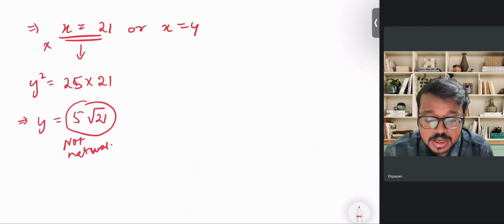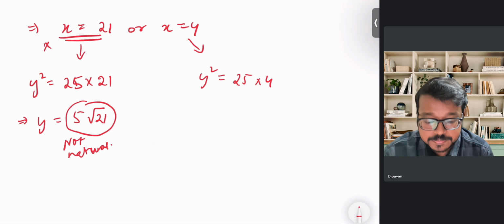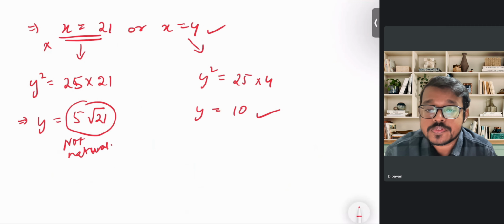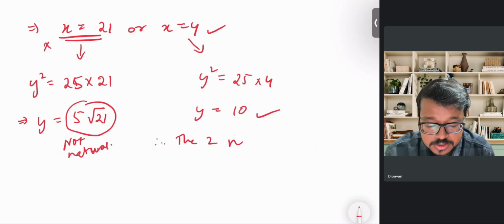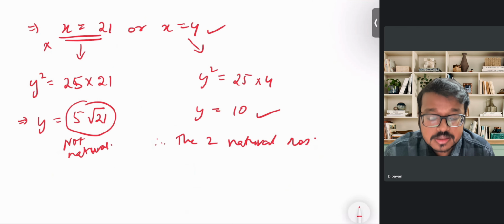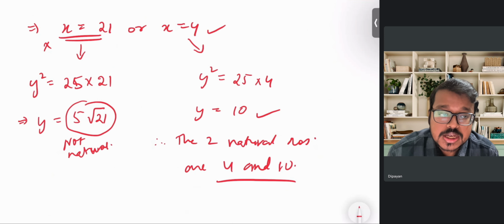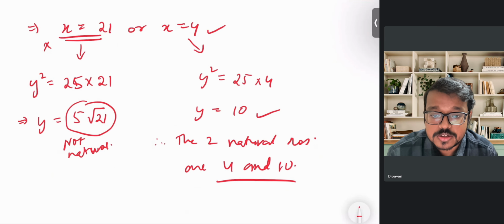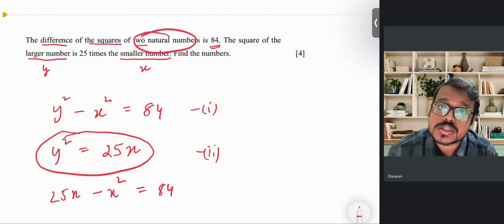This is not possible. If I take x equal to 4, then again according to the equation y square equal to 25x, 25 into 4. So y will be equal to root of this, which will be 10. Now 10 is a natural number, so x equal to 4 and y equal to 10 is a valid combination. So I will say therefore the two natural numbers are 4 and 10. Now if I do a quick check, I will find that this combination of numbers 4 and 10 will definitely satisfy the original statement given, so it is the correct solution.